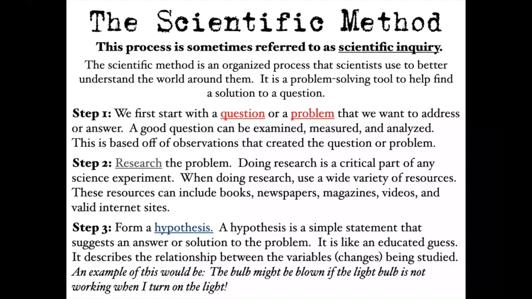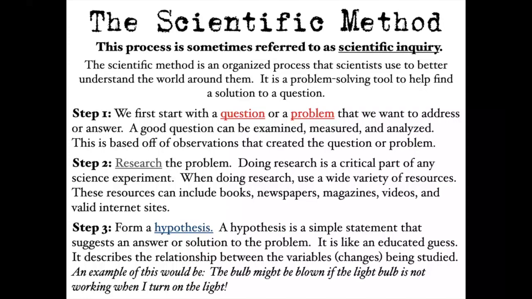Now, step 2, we're going to research. Now, we may want to go ahead and use different resources for that research. Some of the research that we could do is interview other people, or we can just go ahead and start with maybe the library, books, newspapers, magazines, even videos, or valid internet sites, not Wikipedia, but real sites that have real information.